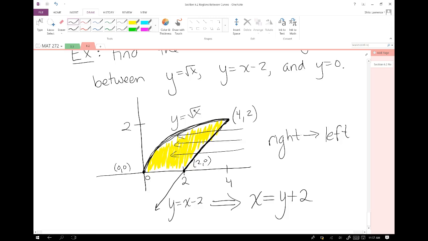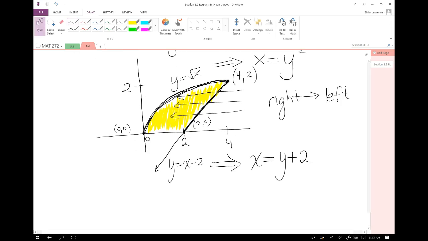And we've got to do the same thing here with y equals square root x. And this one's also pretty easy. We need it to say x equals something. And to solve for x, we just have to square both sides. x equals y squared.